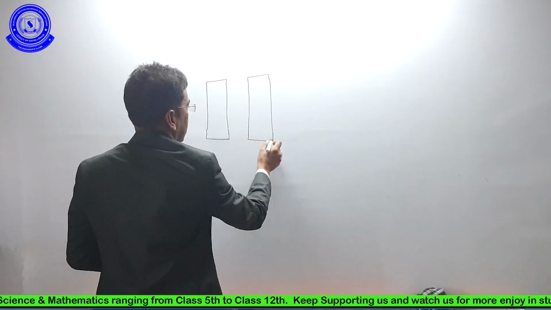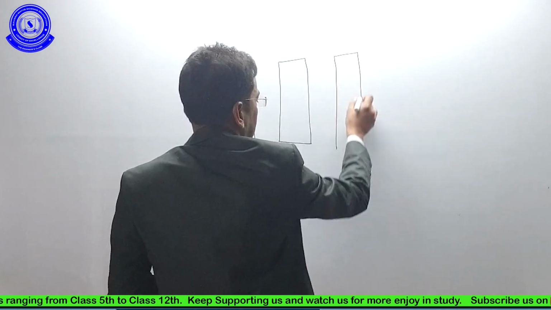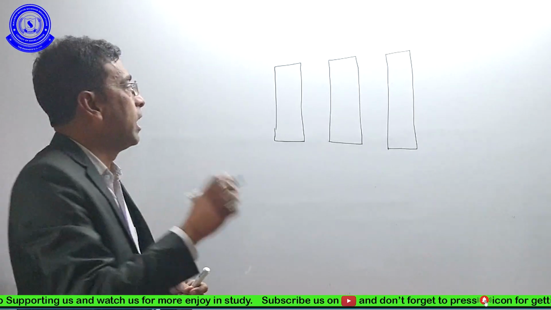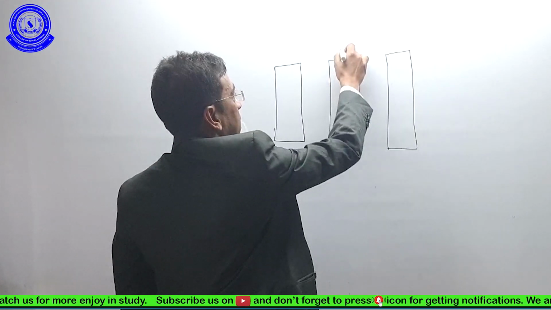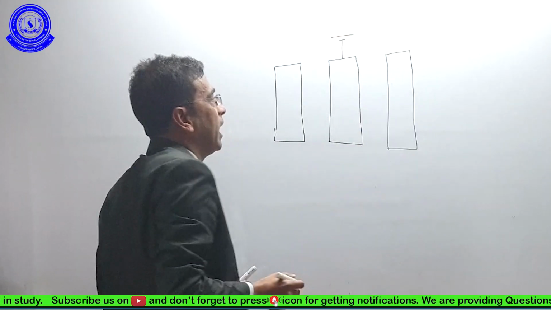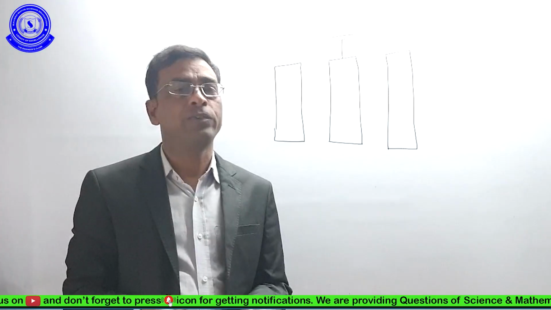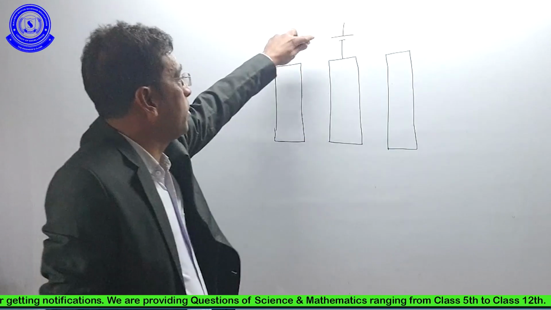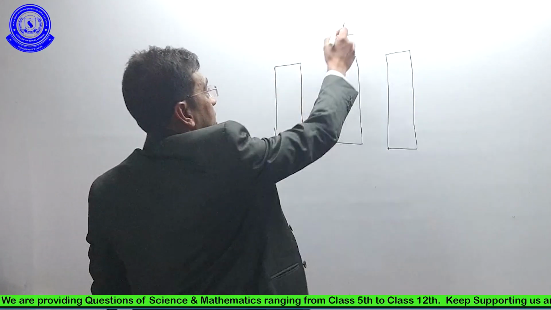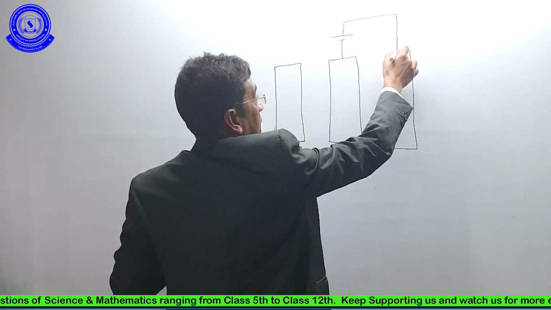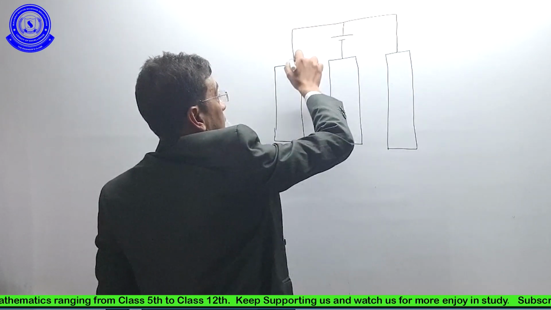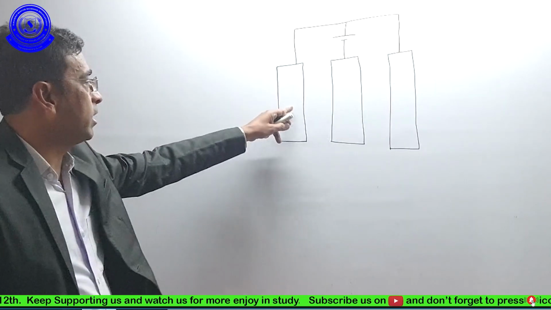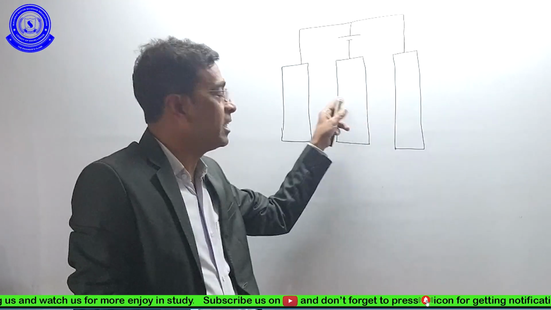and it consists of 3 parallel plates. The middle plate is connected to the cell, creating the potential difference V. And the positive terminal of this cell is connected to the adjacent plates in such a way.